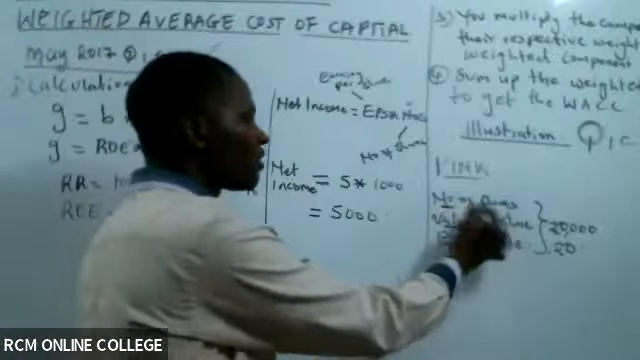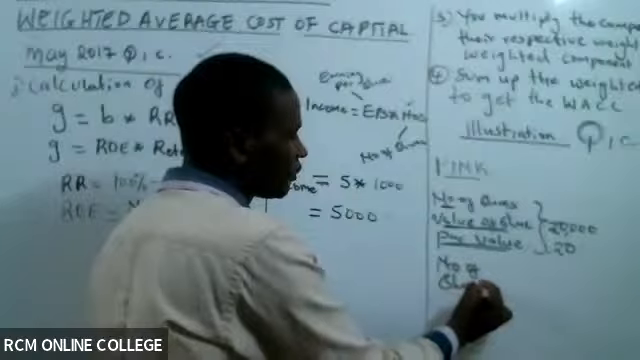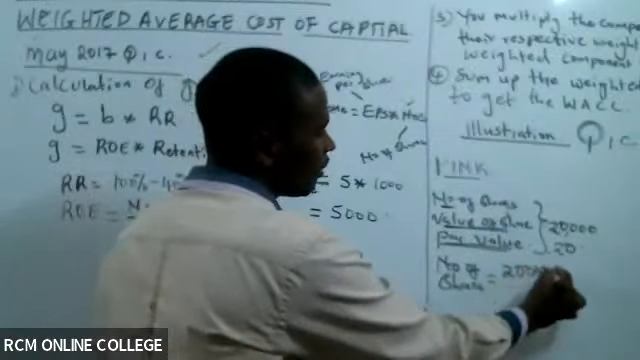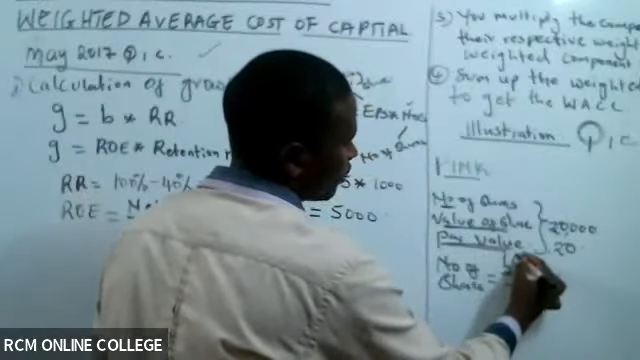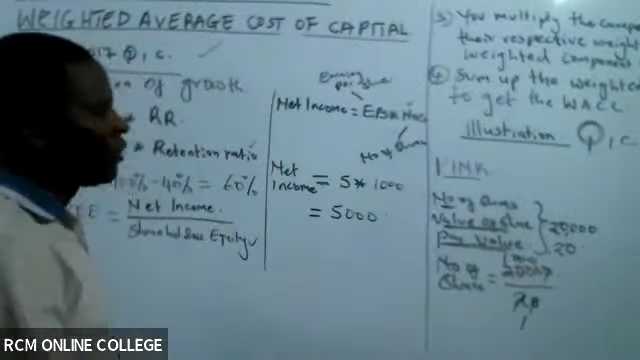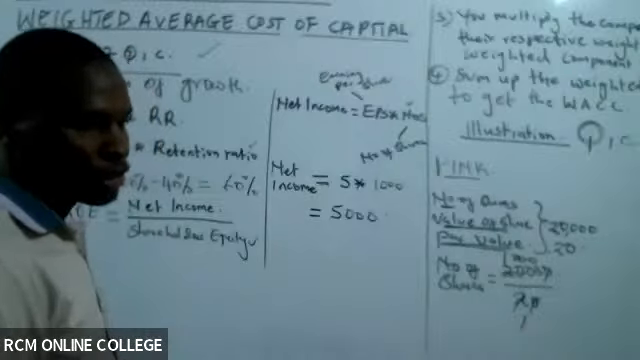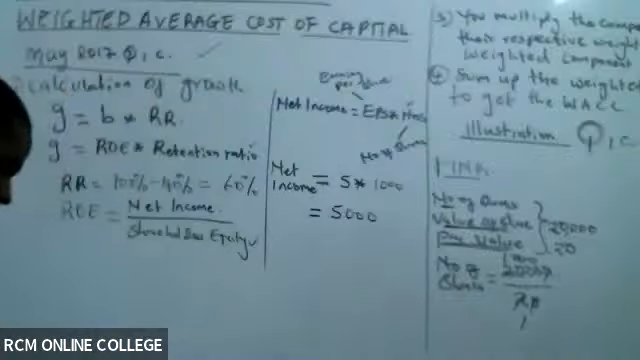Now, if you want to get the number of shares, it is equal to your value of share divided by the par value. The par value is 20. That is how people are getting 1,000. Are we together, Princess? So the shareholders' equity is 20,000.